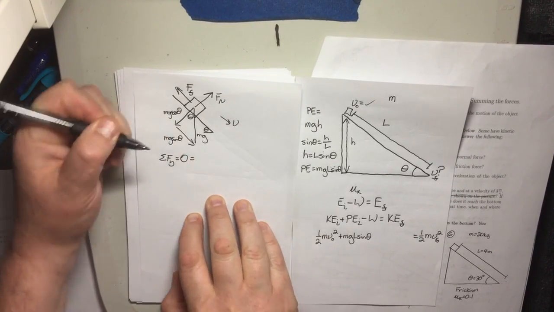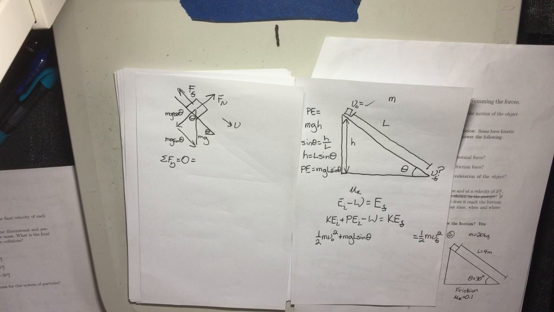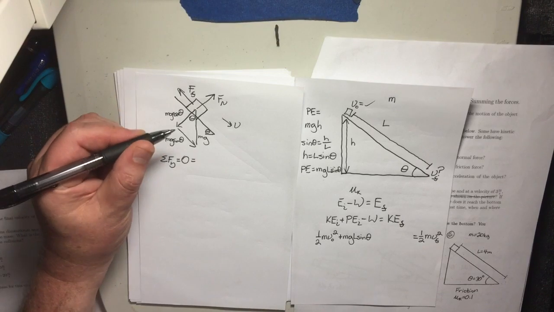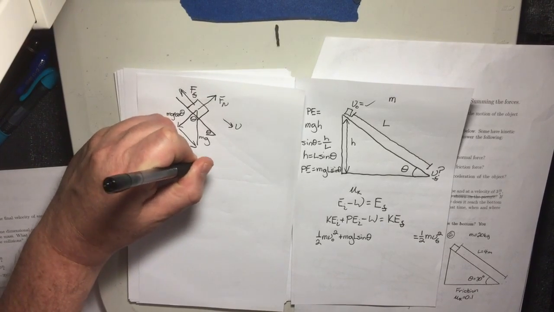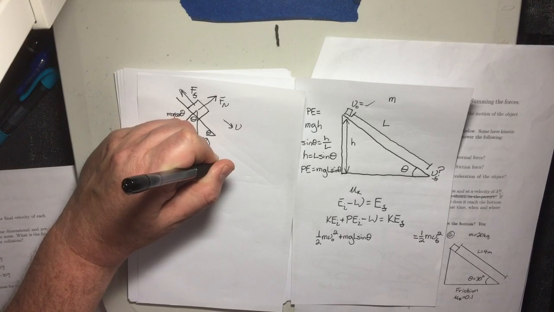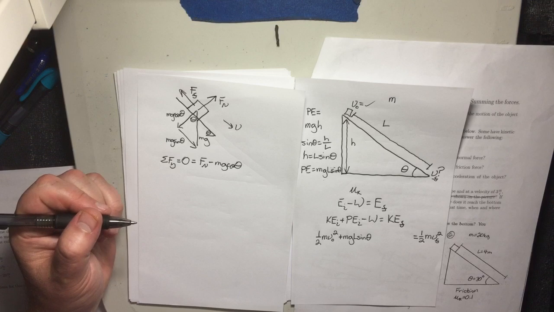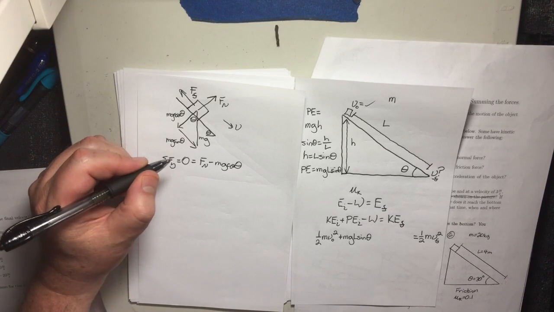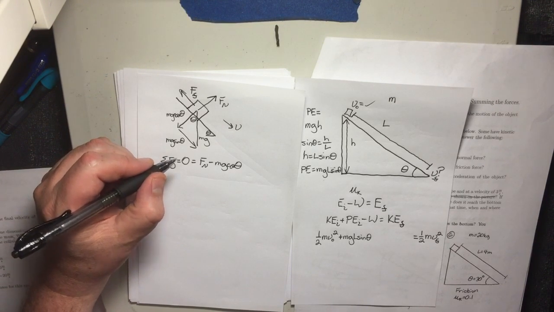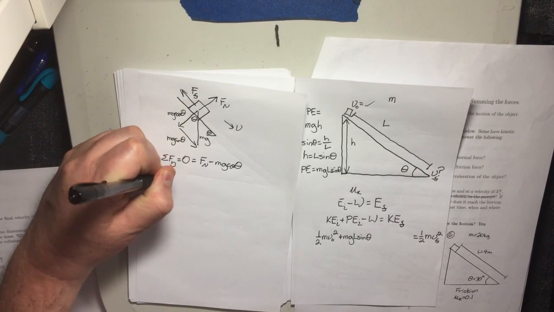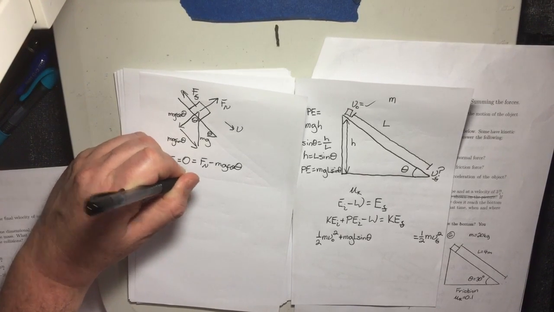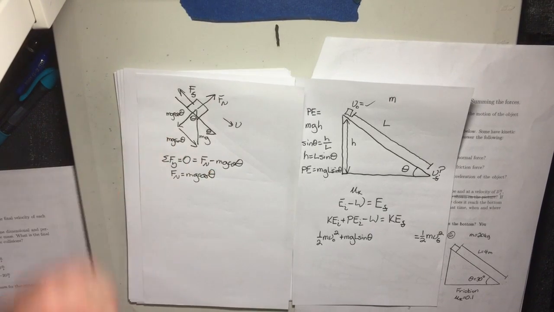This is number 5 and number 6 at the same time. Number 5 and 6 are just different sets of numbers. This is Fn minus mg cos theta. So the normal force is mg cos theta.